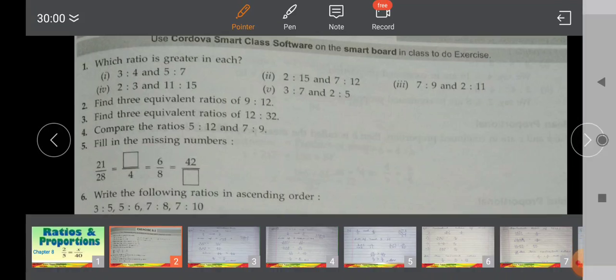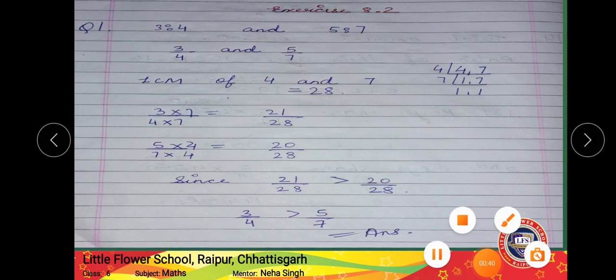Now here you have to compare two ratios, right? Two ratios are given, 3:4 and 5:7. In this you need to compare which ratio is greater. So let us move on to the solution. See, first ratio given is 3:4 and 5:7. That means 3/4 and 5/7.